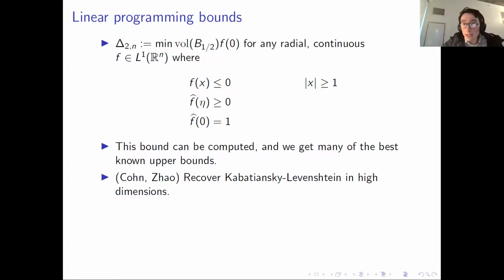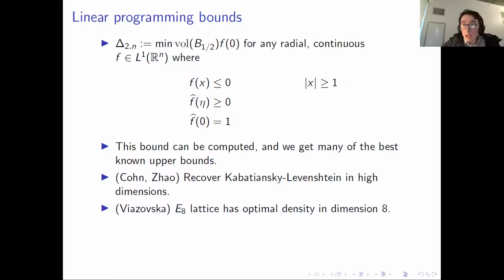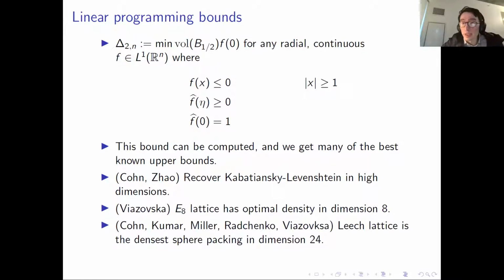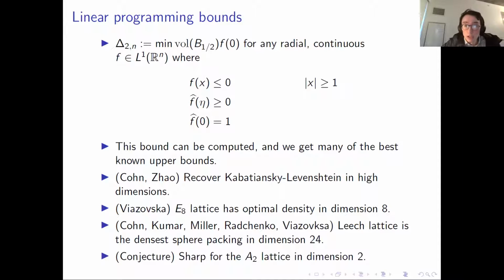And we get a lot of great things from this linear programming bound. So we get a lot of the best sphere packing upper bounds in many different dimensions. The best known bounds asymptotically are the Kabatiansky-Levenshtein bounds, up to maybe a polynomial factor, and we can recover these via linear programming. Cohn and Zhao showed how you can explicitly construct functions that achieve the Kabatiansky-Levenshtein bound. And we also get some sharp results in dimensions 8 and 24 and conjecturally 2.